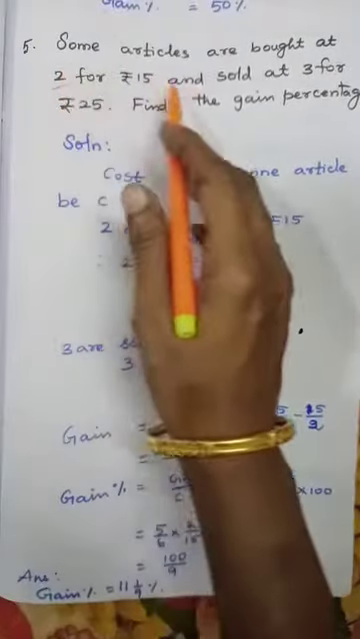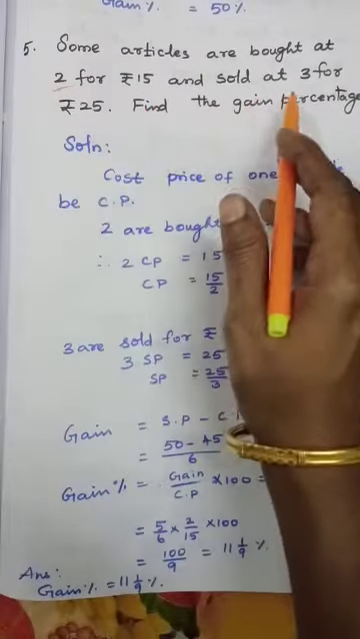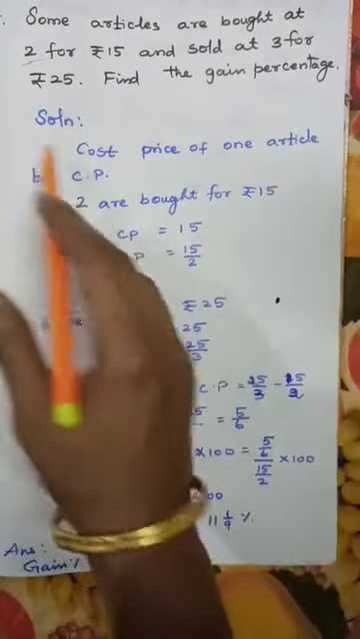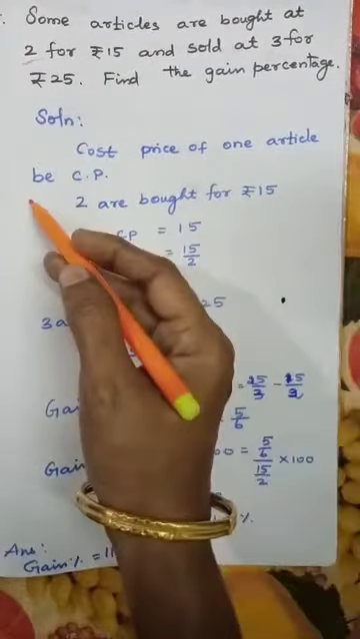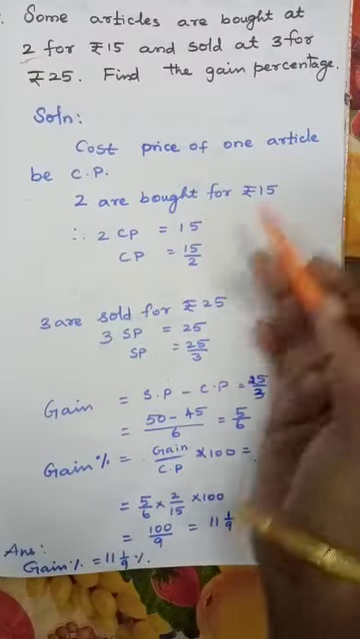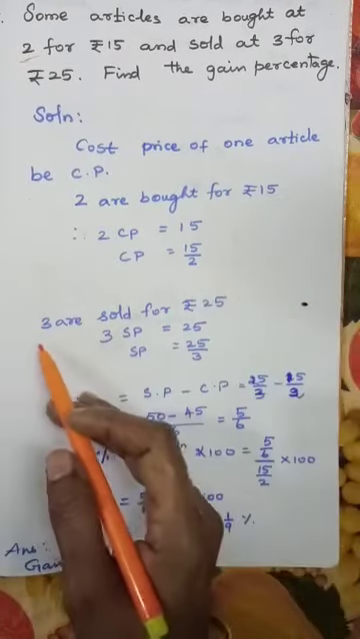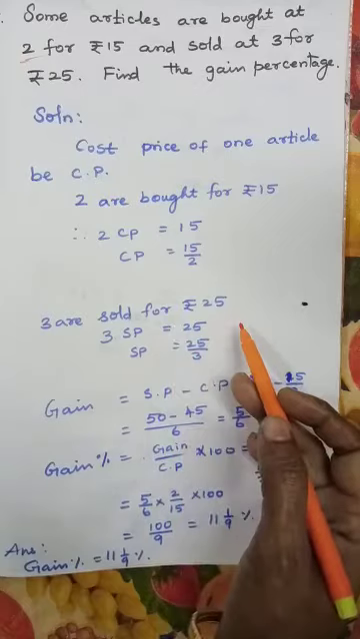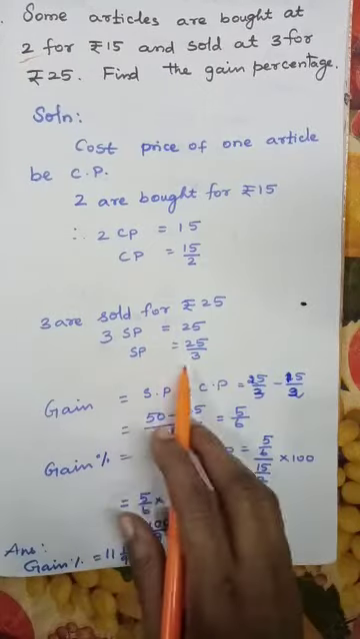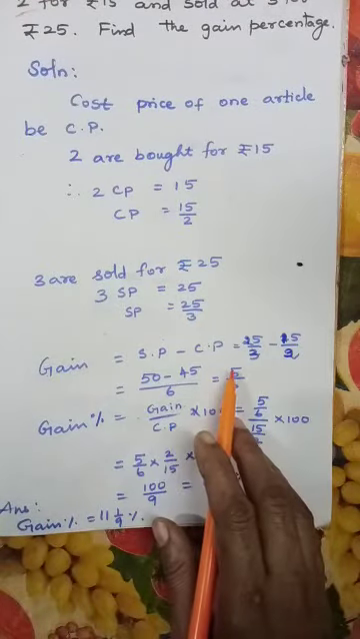Fifth problem. Some articles are bought at 2 for rupees 15 and sold at 3 for rupees 25. Find the gain percentage. Solution. Let the cost price of one article be CP. 2 are bought for rupees 15, so 2 CP is equal to 15. CP is equal to 15 by 2. 3 are sold for rupees 25, so 3 SP is equal to 25. SP is equal to 25 by 3. Gain is equal to SP minus CP.